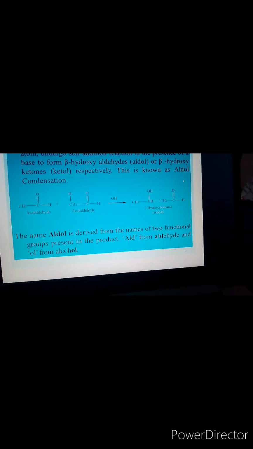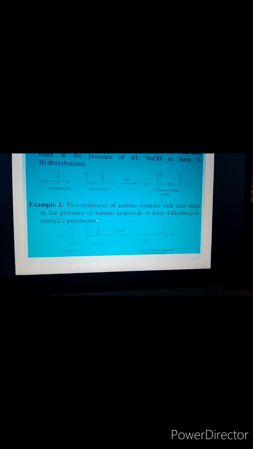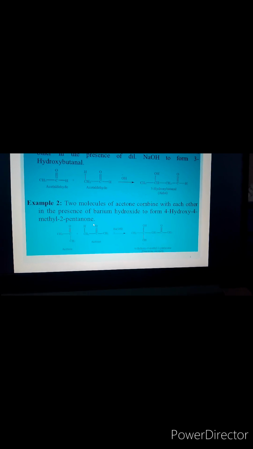This is called an aldol because it contains aldehyde and alcohol, two different functional groups in the same product, that is ALD for aldehyde and OL for alcohol. Then same, when two molecules of acetone, that is ketone, combine with each other in presence of barium hydroxide, that is Ba(OH)2, they form 4-hydroxy 4-methyl 2-pentanone.